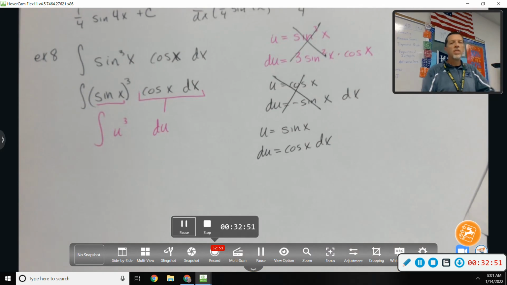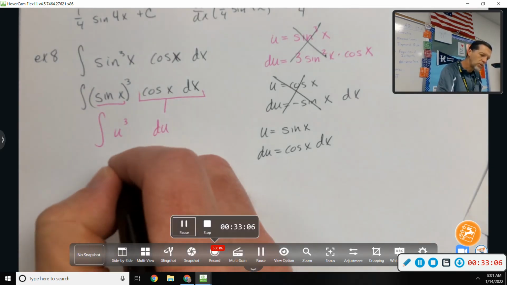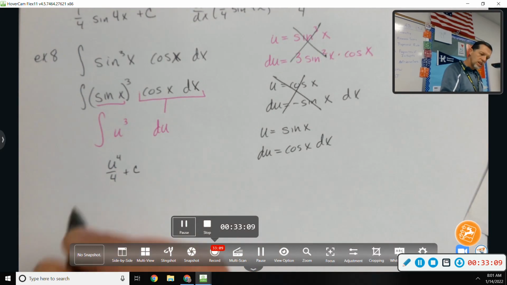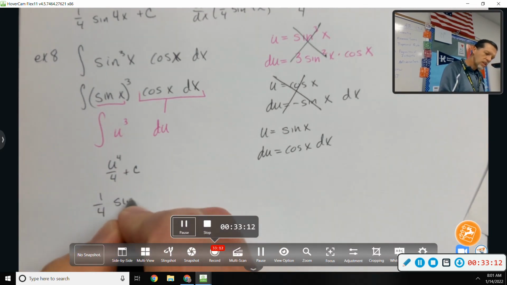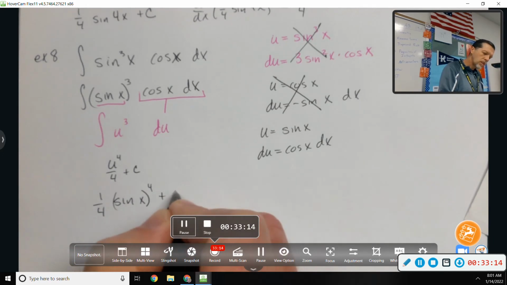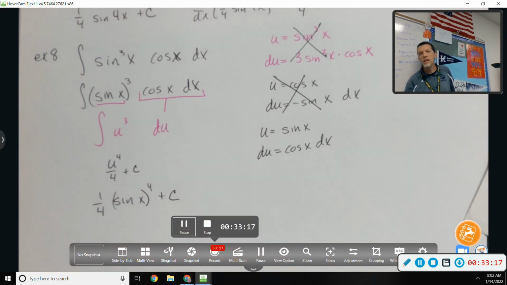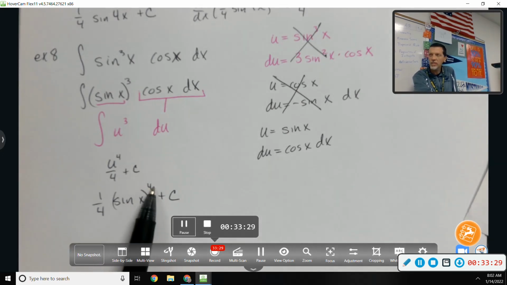So that one was a battle to get the right u, but as with most of these, once you get the right u and du shows up, then the integration is actually not too bad. So that would be u to the 4th over 4. So 1/4 sine of x to the 4th plus c. I'm not going to check that one on paper, but I could check it in my head. Bring the 4 down, reduce the power to 3, so I've got sine of x cubed, and then chain rule, cosine x, and sure enough, that's what we started with.